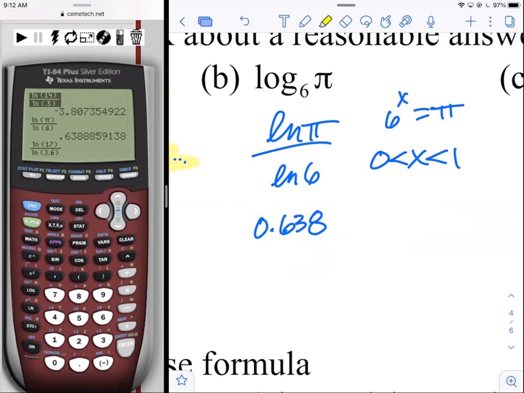So now I set it up, natural log of pi over natural log of 6. And when you type in pi, don't type in 3.14, because we already talked about trying to use as many decimals as possible. Use the pi key, your calculator has it stored, and you get 0.638, which if you're into rounding, 0.639. Do we really need the 0 in front of the decimal there? Is it needed?